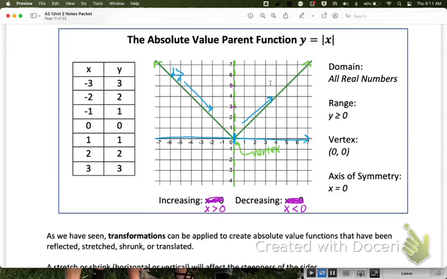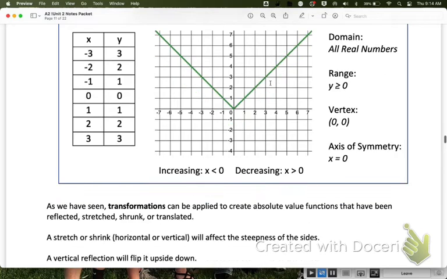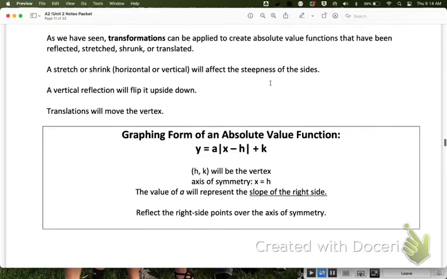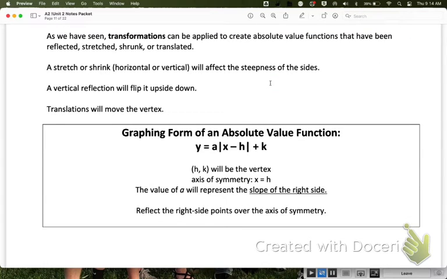Now, as we've seen, that's just the parent function. I can stretch, shrink, translate, reflect. We can do all sorts of things to this graph, and that creates a new function. So a stretch or a shrink is going to change the steepness of the sides, which are basically two lines put together. A vertical reflection will flip the graph upside down, and a translation will move the vertex. So we can consider these transformations to give us this graphing form of an absolute value function.